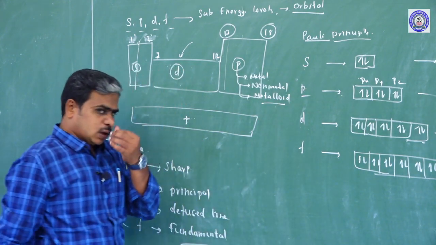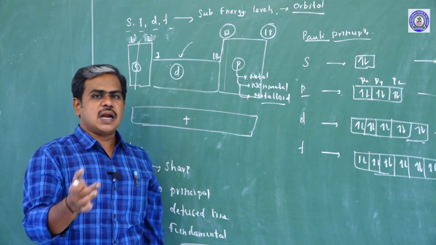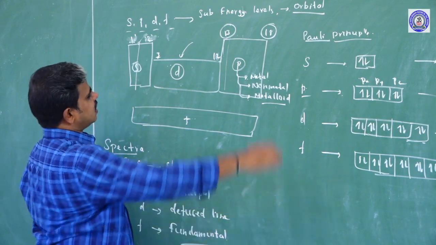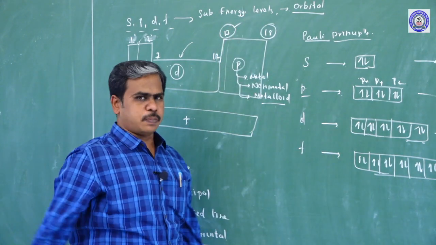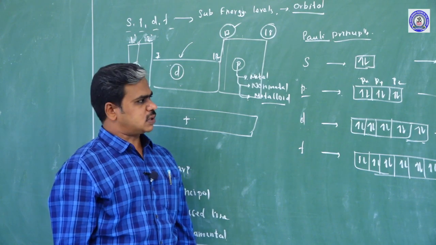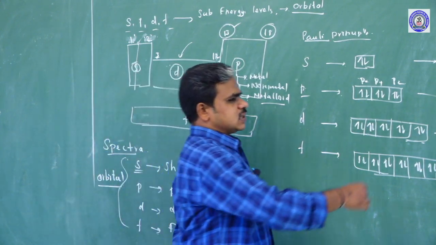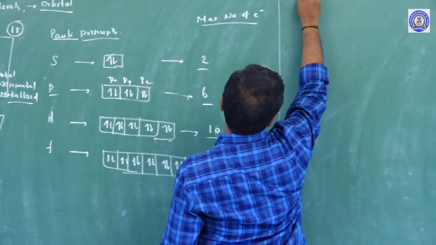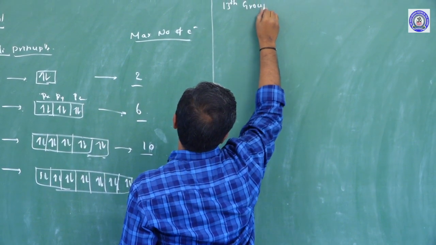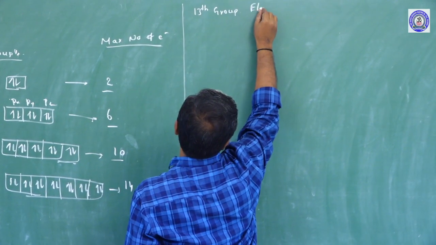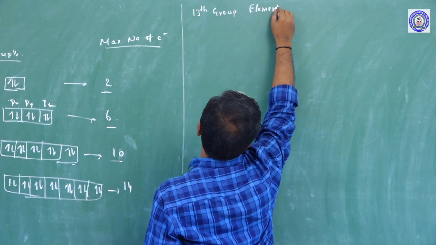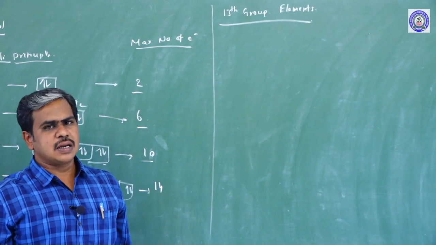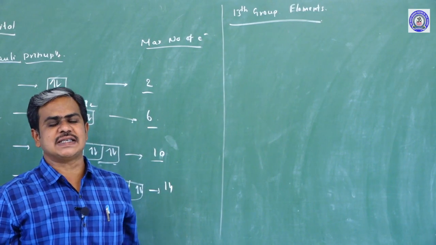So both metals, non-metals and metalloids are present in the p block. Now we are taking only the 13th group elements. What are the 13th group elements? They are called icosagens.